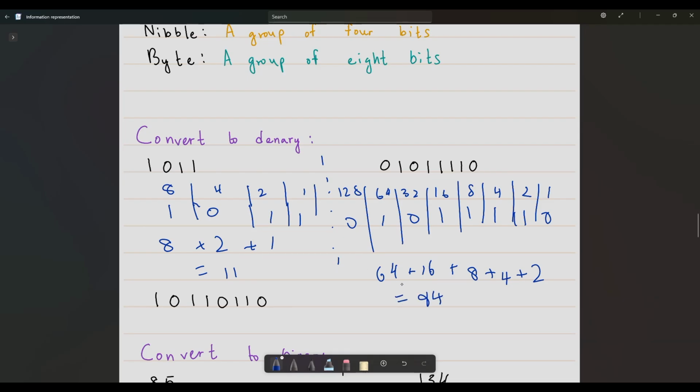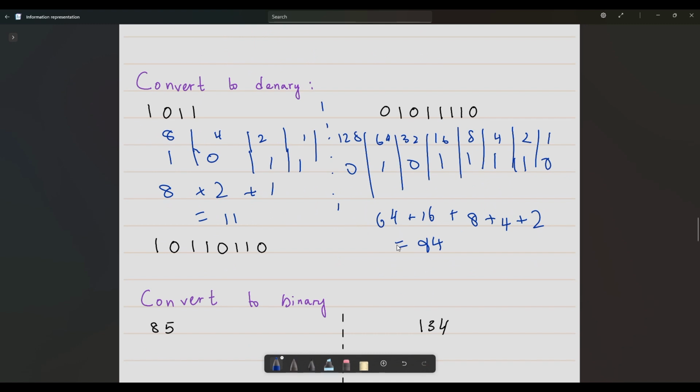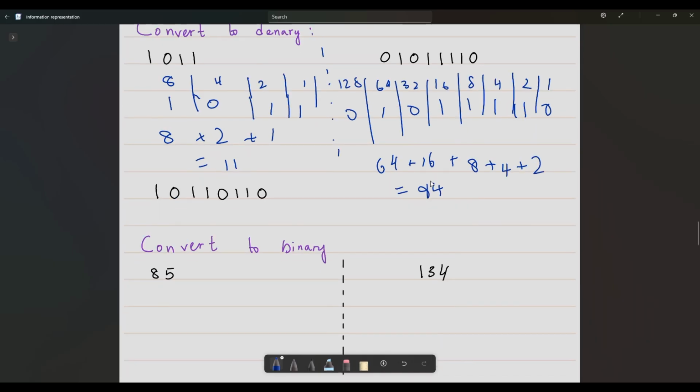I'm pretty sure I'm correct. Let's check it again. 64 plus 16 is 80. 80 plus 8 is 88. 88 plus 4 is 92. 92 plus 2, yeah, 94. So that is how you convert a binary number to denary. The other method for binary to denary is the long division one, but I prefer the tabular column compared to that.